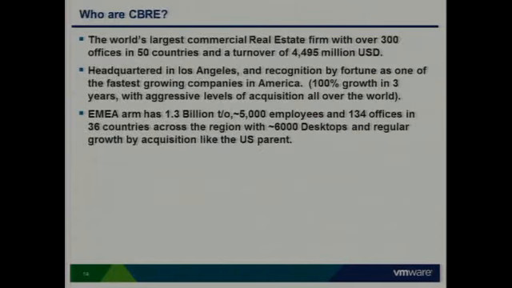So CBRE, they're one of the largest commercial real estate firms in the world, and specifically my leg, which I work in, is the EMEA part of the organisation. So we have about 5,000 employees and about 6,000 desktops across about 134 offices. So the actual topology of the organisation is pretty diverse. We've got 2 main locations in the UK and remote offices around EMEA as well.